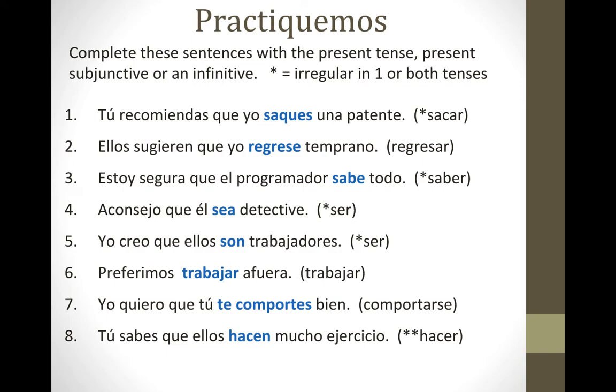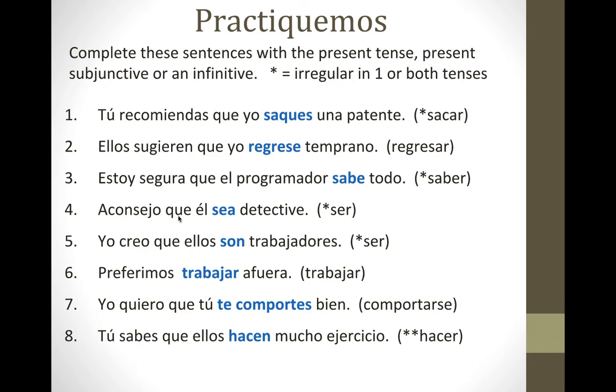Okay, repasemos. Number 2, they suggest that I return early. You do need subjunctive here. Ellos sugieren que yo regrese temprano. Number 3 says, I am sure that the programmer knows everything. I'm sure of this. There is no element of doubt or uncertainty or will or wish. This is a verb or an expression of certainty. So do not use subjunctive here. You need present tense, sabe.